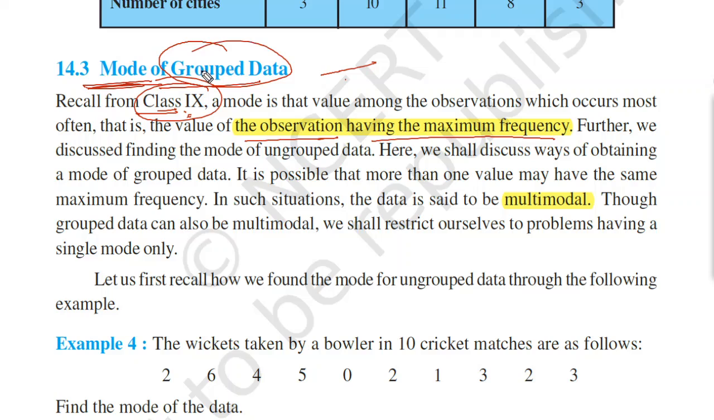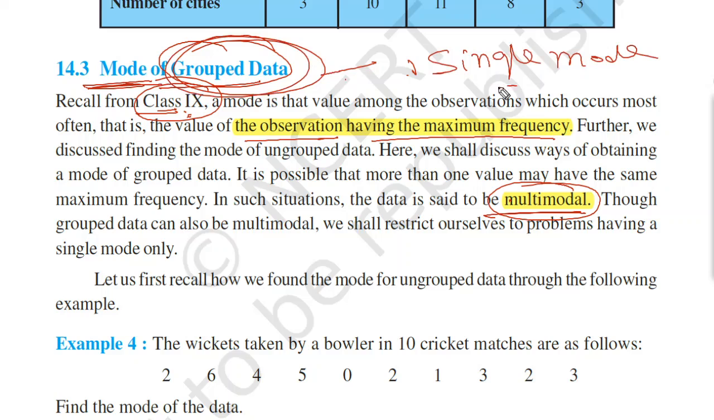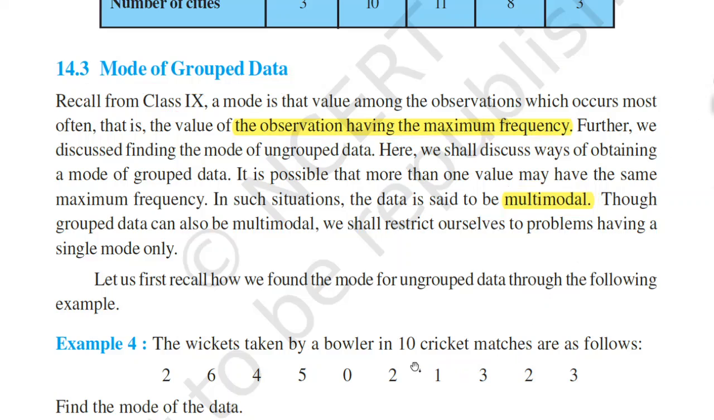Another thing was there, in some data the mode was more than one. That type of data was called multimodal data. That means the data in which more than one mode is present, we call that data multimodal. Here in this class we are going to discuss grouped data, and also single mode. We are not going to discuss multimodal data. Now we'll take an example.